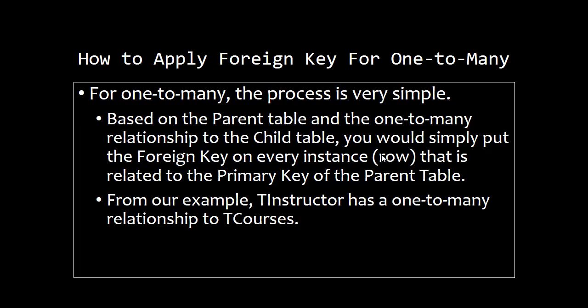So even though we talked about this in the previous video, it's worth repeating to make sure you have it down. For a one-to-many relationship that you would have defined in your design, so from our example, the T instructor has a one-to-many relationship to T courses. The rule that applies there is this. Based on the parent table and the one-to-many relationship to the child table, you would simply put the foreign key on every instance row that is related to the primary key of the parent table.